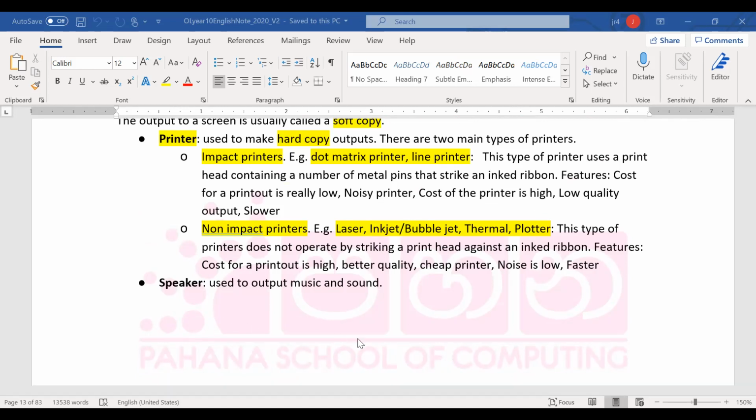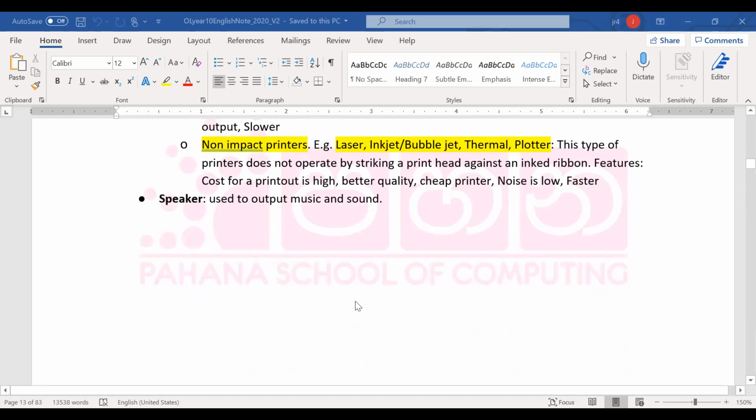And the next one is the speakers. I know you already know. When you want to output music and sound, we use speakers for that.